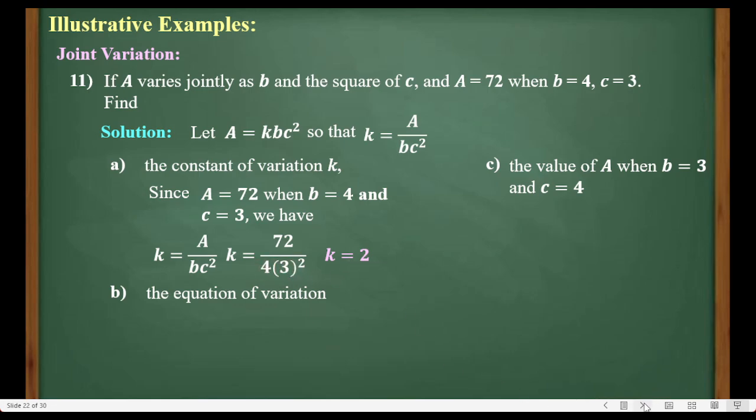And then for letter B, forming the equation of variation, of course, we go back to this translated equation. We just copy this one, but when it comes to K, we replace it by 2.